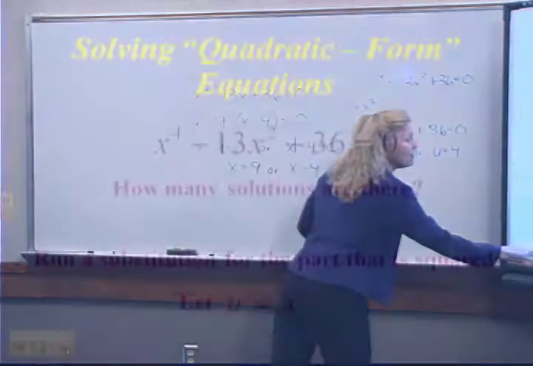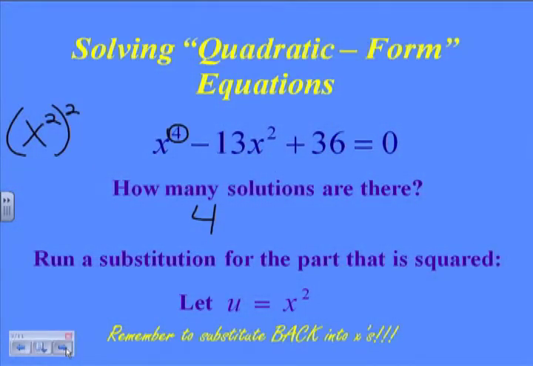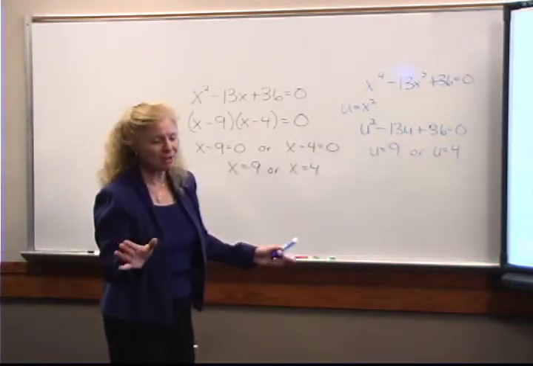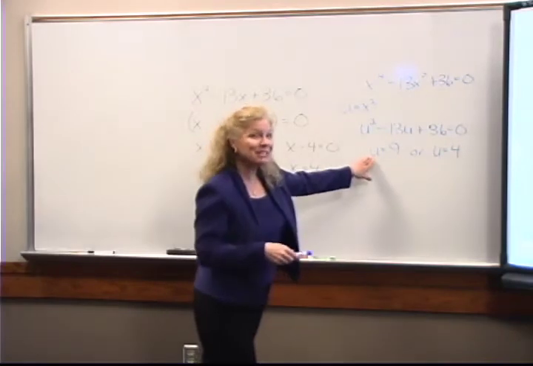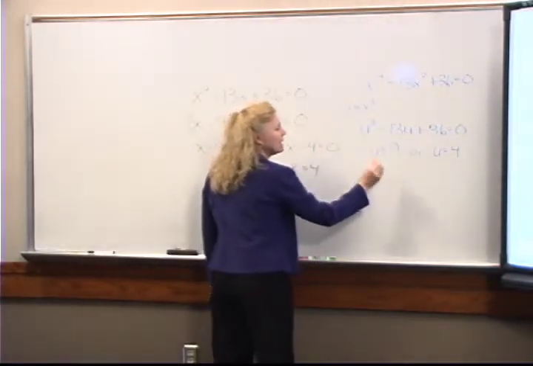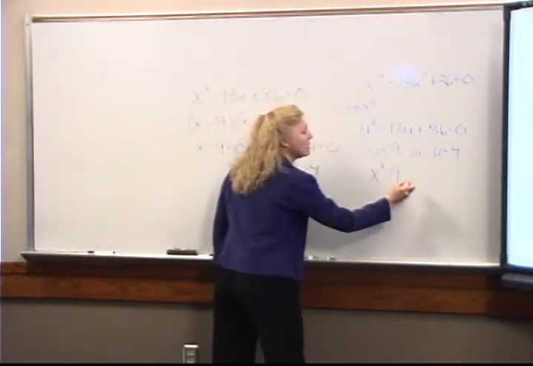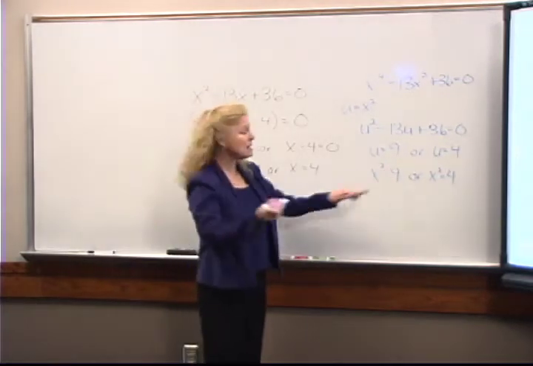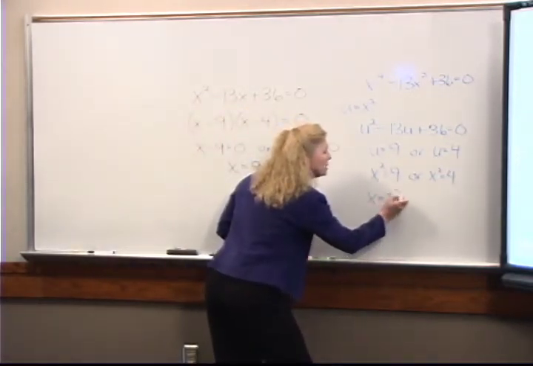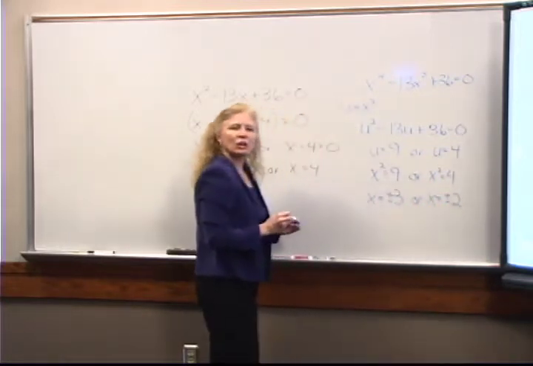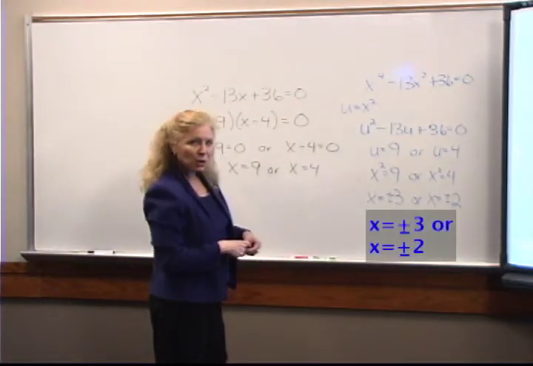But I did put a reminder here for us. Be sure to go back into your original variable if you substitute, because the problem didn't want to know what u was. It doesn't want to know what this substituted variable is equal to. It wants to know what the x is. So I substitute back in and I say, oh, then x squared is 9 or x squared is 4. Well, if x squared is 9, we've got two options for that. It could be plus or minus 3. Likewise, there are two options here. And look at what happened. How many answers do I get for x?